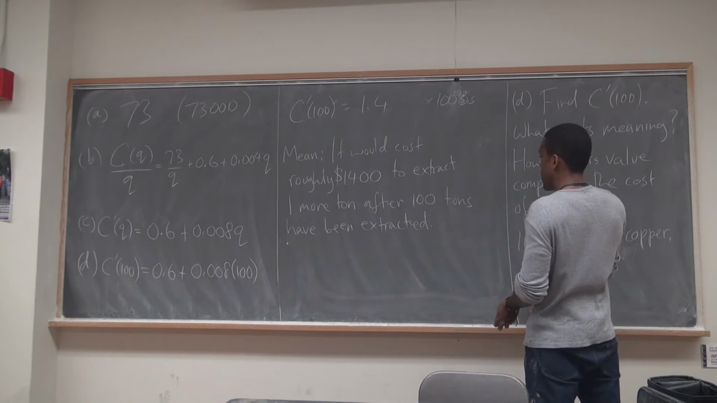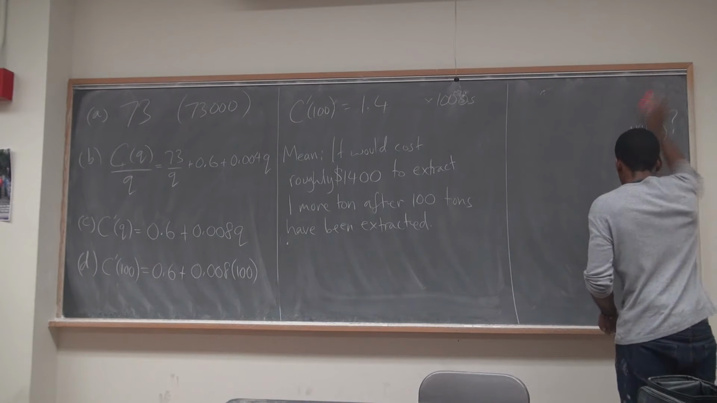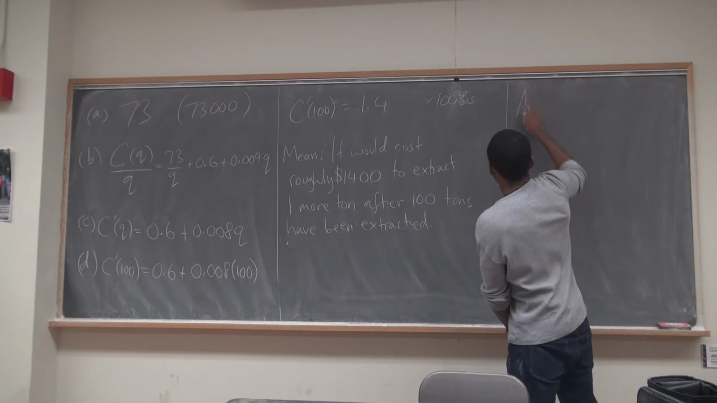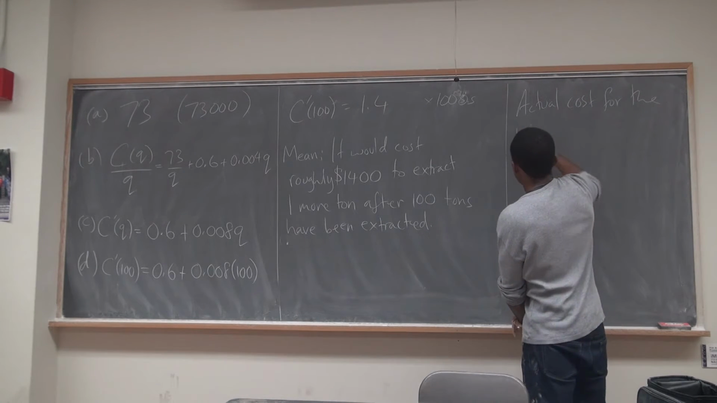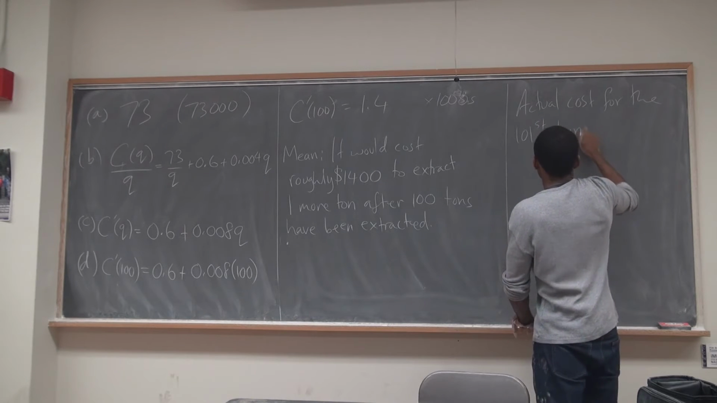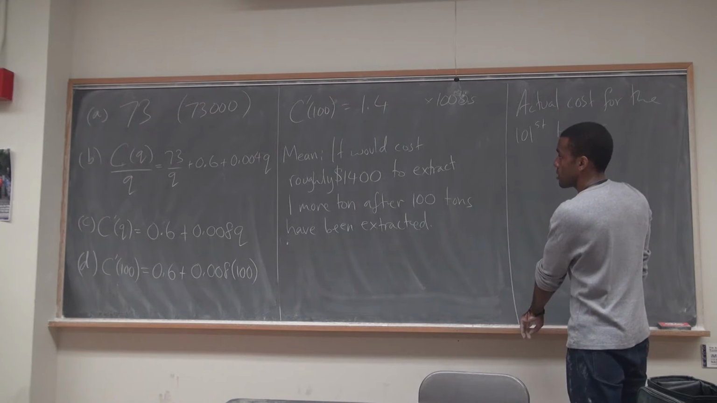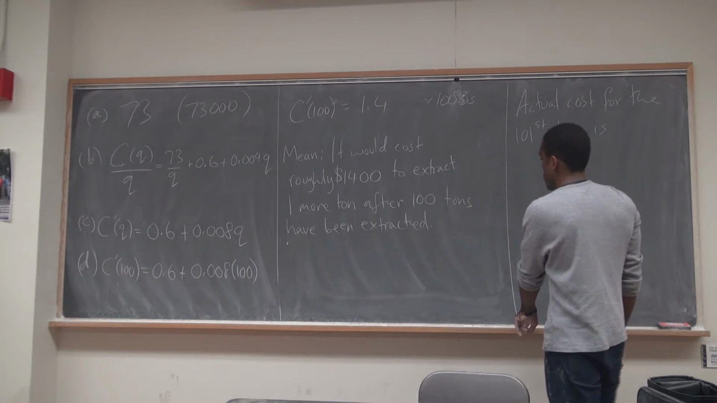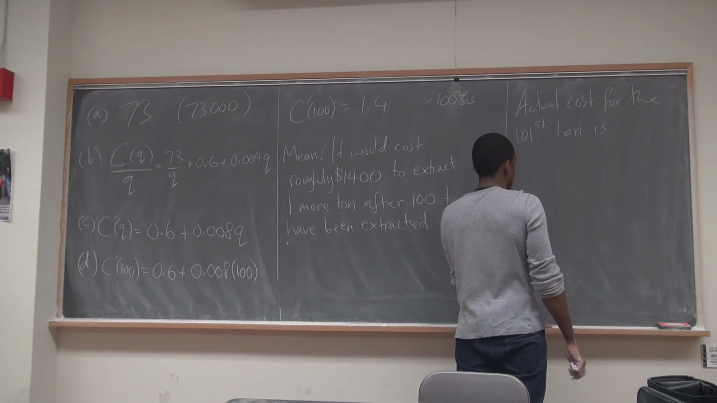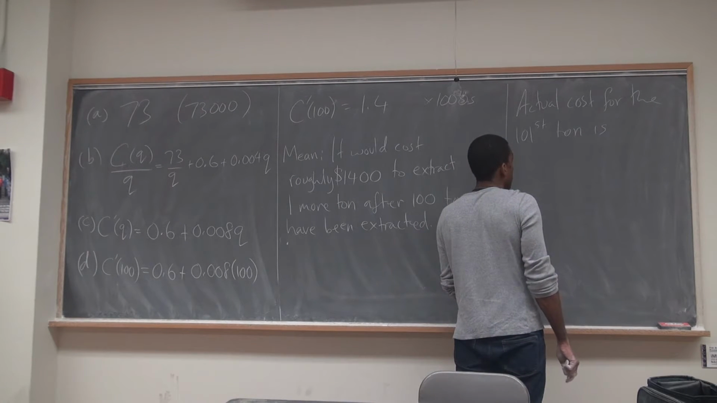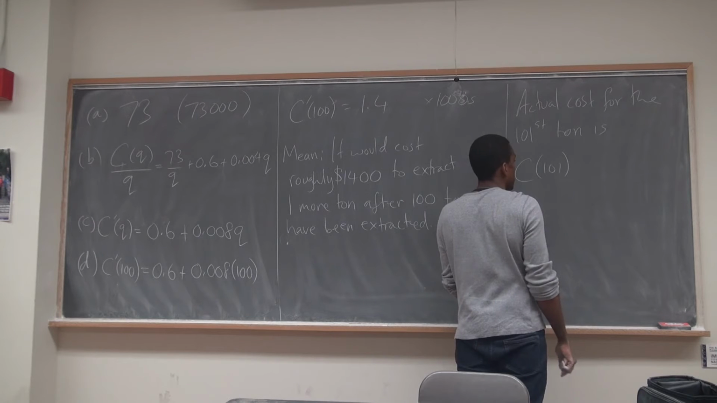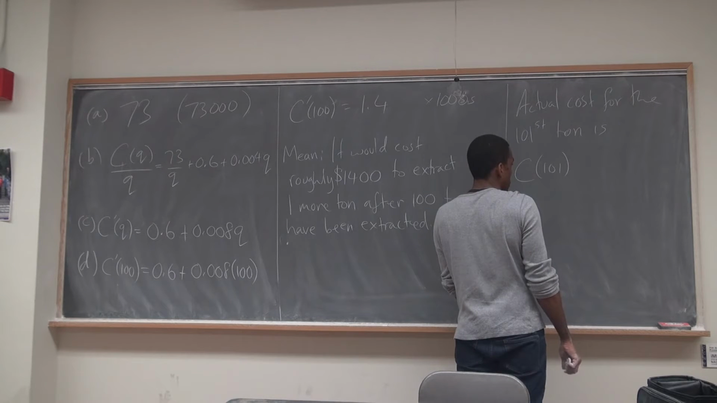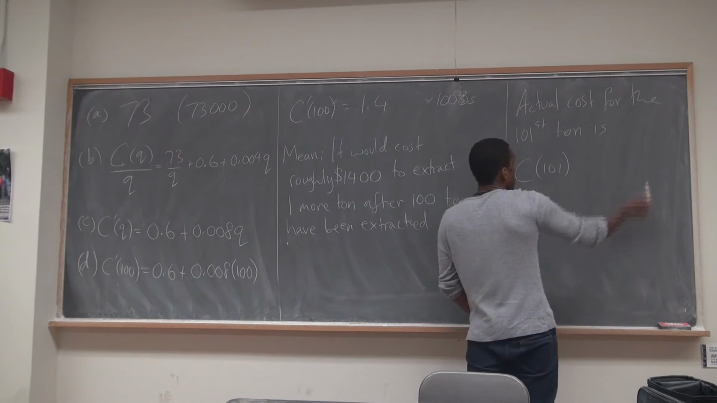So how does that actually compare? What's the actual cost of producing the 101st ton? What is the actual cost here? Well, plug in 101 back into the original cost function. That's the cost to produce 101 tons. But I want the 101st ton.